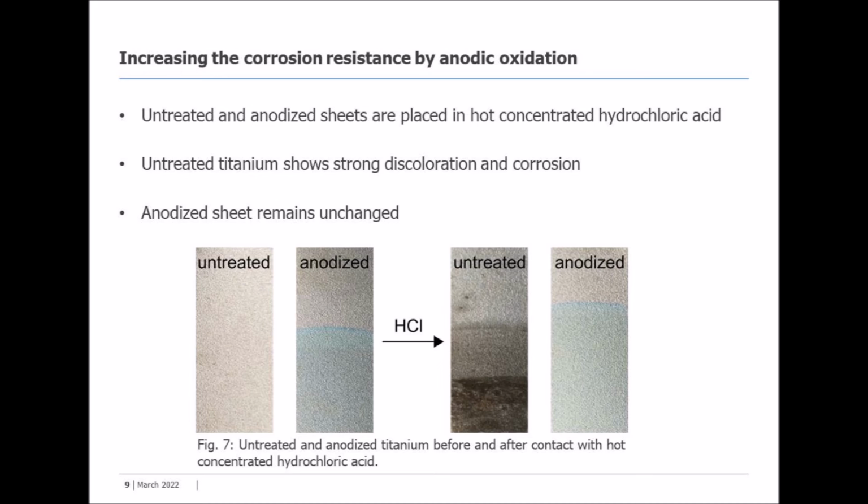Even though there is a natural thin layer of titanium dioxide on the untreated titanium surface due to oxidation in air, it is not sufficient to protect the titanium from the influence of the acid. The layer formed by anodic oxidation is much thicker and is able to withstand prolonged contact.